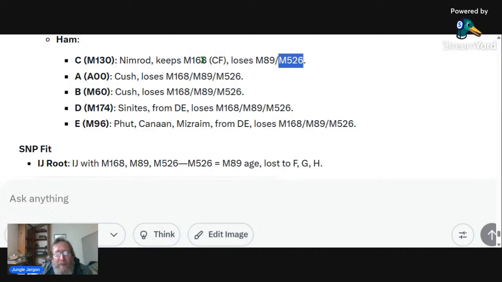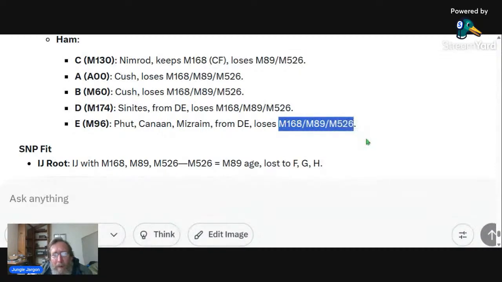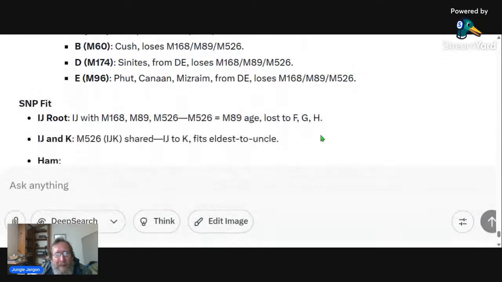And it's possible that Cush loses the markers of Nimrod, that Nimrod has, and the Sellites as well. The DE loses them as well. So the DE loses them, the AB loses them. Of course, the E is E1, E2, and E3. That's Phut, Canaan, Mizraim. They all lose these three markers. So it's basically all the same with it.